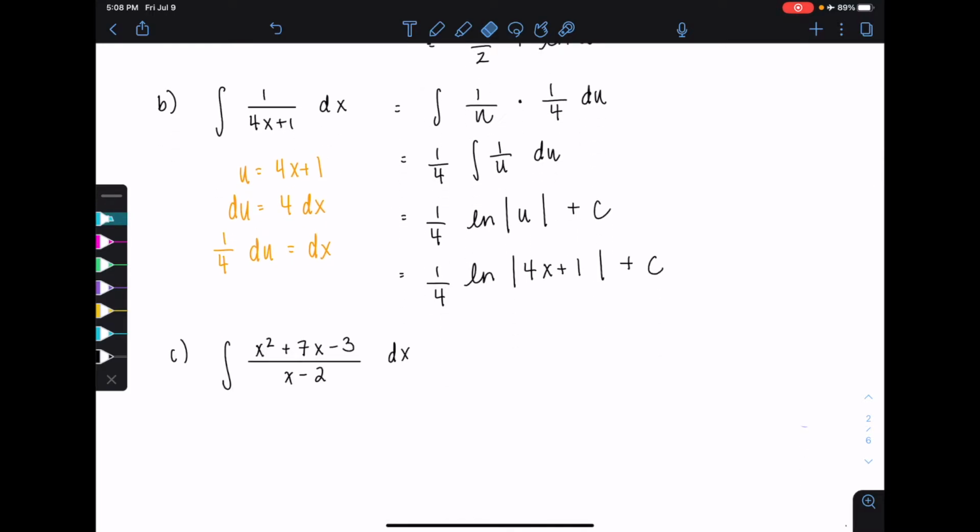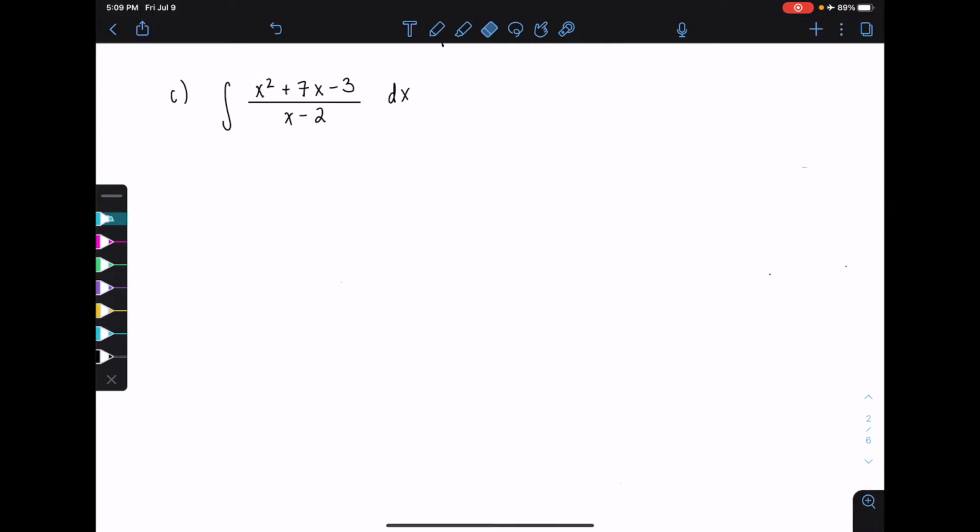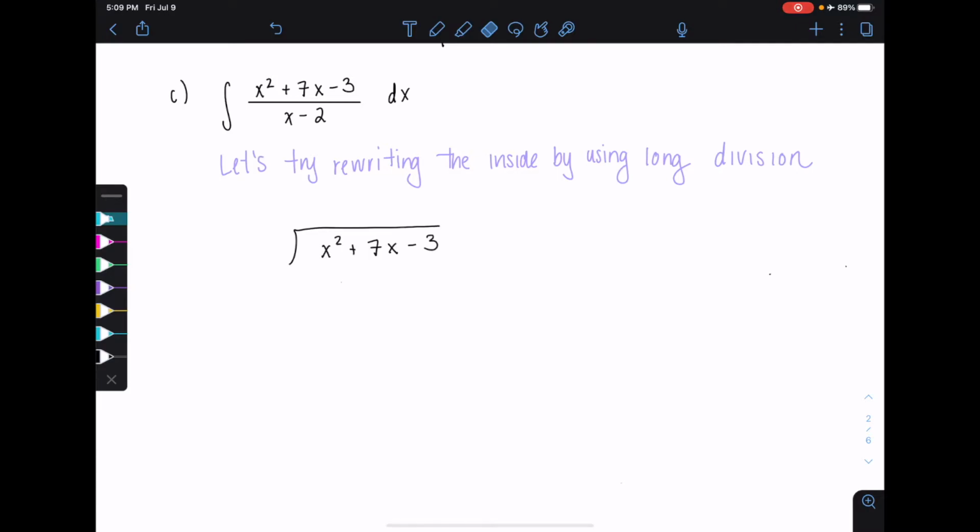Let's try another example, one that looks a little complicated because I've got a polynomial over a polynomial. So what we can do is try rewriting this by using long division. So I want to take x squared plus 7x minus 3, and I want to divide it by x minus 2. If you remember your process, you always want to make those leading terms match up.